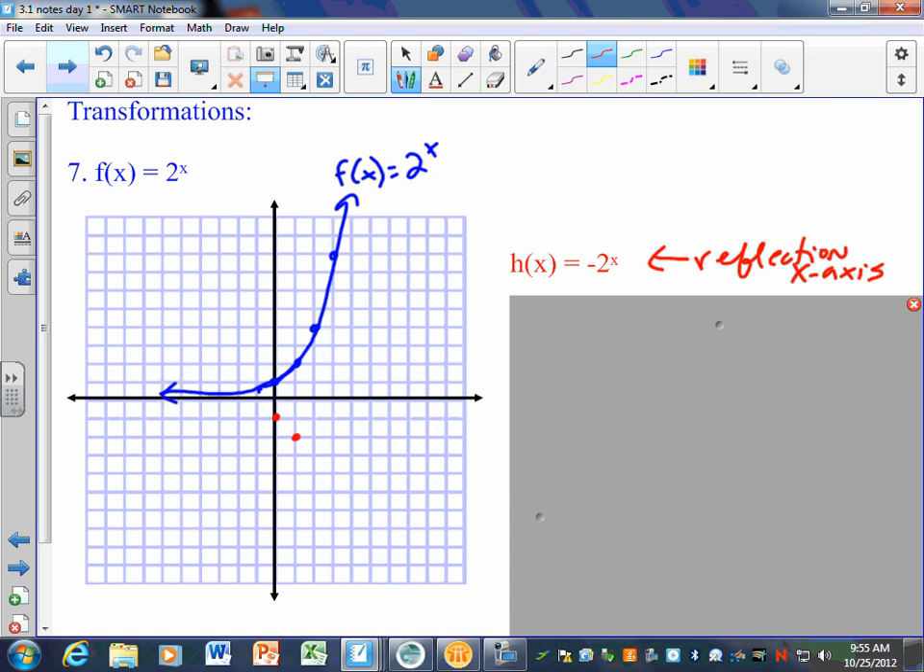yeah, that's what reflection does, which is why it's so nice if you know those rules. You don't have to do all that work of making an XY chart again. Notice the asymptote's still the same, but now it's the negative y values that are used, not the positive. That's my h of x.